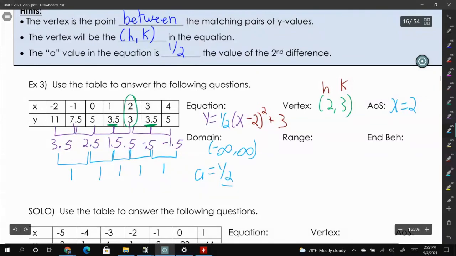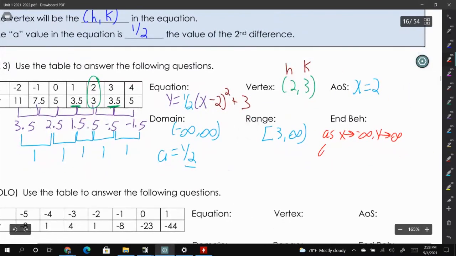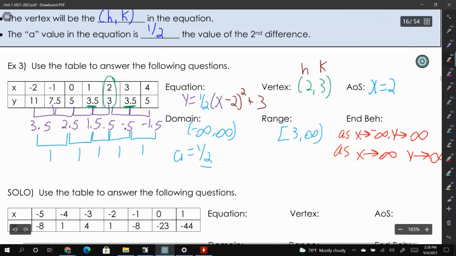So here's the rest of the information. Range, this parabola opens upwards because a is positive 1/2. So that means our range is going to be 3, infinity. And since this parabola opens up, our end behavior, both ends are going to go up like this. So once we get that vertex form from the table, everything else kind of falls into place.